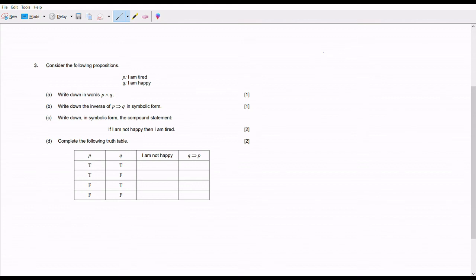Hello everybody, today we're going to be going over a logic problem at the IB Math Studies level. So the problem tells us the following propositions, that P is I am tired and Q is I am happy. So part A asks us to write down in words this expression.